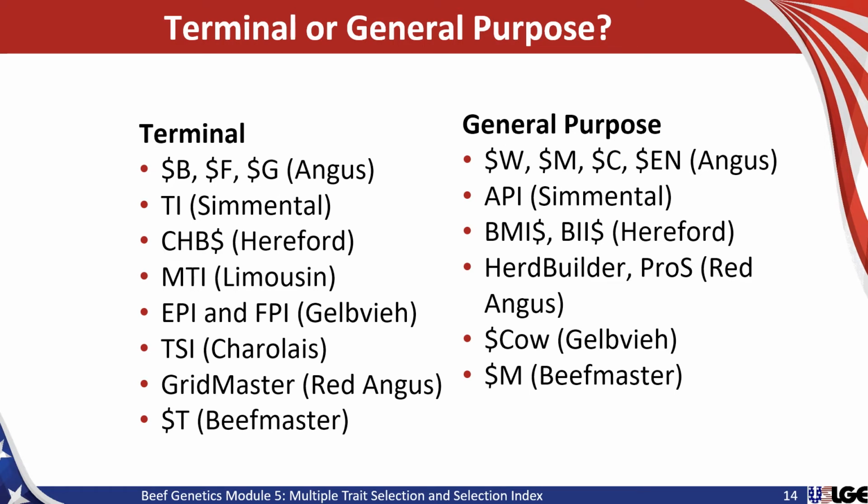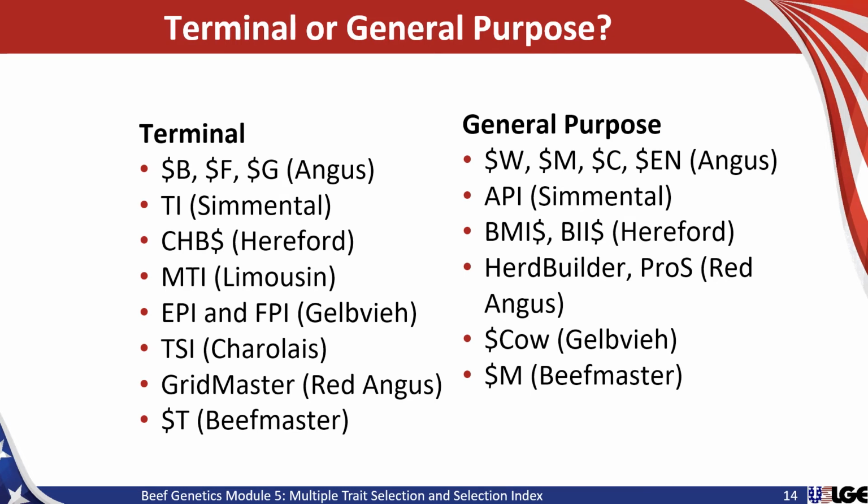The general purpose indices, however, assume that replacement females will be retained, and as a consequence there is emphasis on traits that directly impact the cow herd, such as fertility or mature cow size. In addition, they contain traits related to revenue at the point of sale, be that through the feeding sector, through the feed yard, or at weaning.